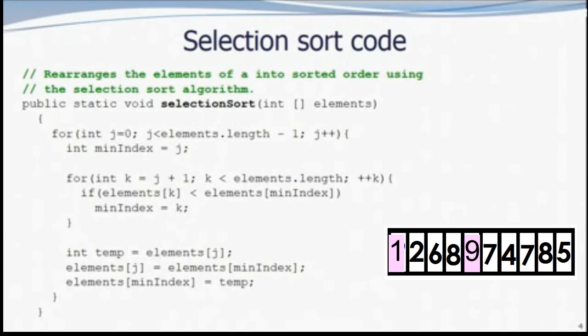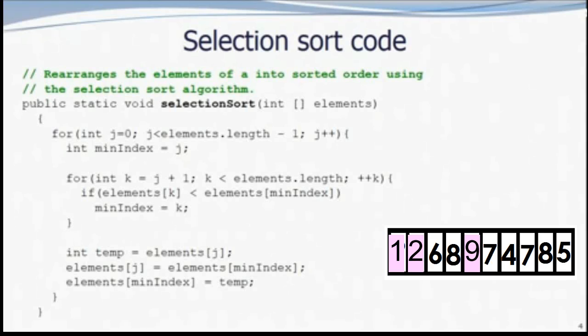Then I come to the top. J equals 1 now. Min index is equal to 1, because now we're done with that first element. Now we're going to go from 1. Now k becomes 2. K is less than our length, so we check. Are the elements at 2 less than the elements at 1? If it is, change the min index to 2. Keep going until we've gone through the whole length of it. We now have the min index for the next element. Swap them. So now we have a sorted array of size 2, and all the rest are unsorted.